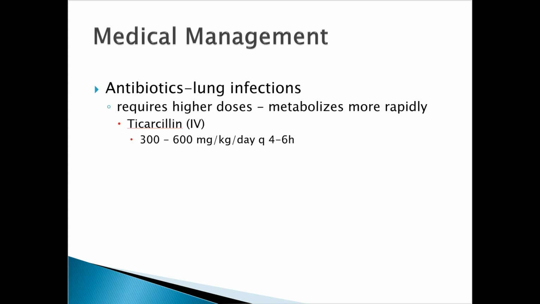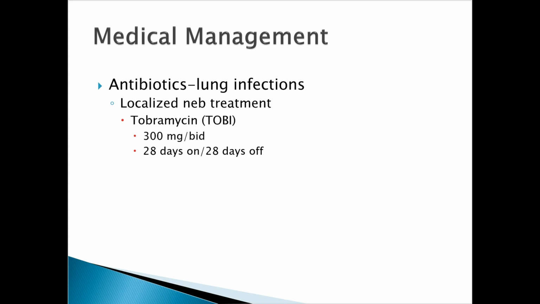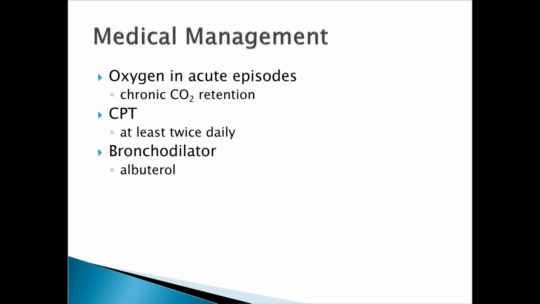Antibiotics, if they do get a lung infection, they're going to require higher doses because they metabolize it more rapidly. Piperacillin is one of them that is given IV. Tobramycin is probably given more frequently IV. You also can give a localized neb treatment. You can give tobramycin via nebs as well. That is a longer course, but you can do that at home.